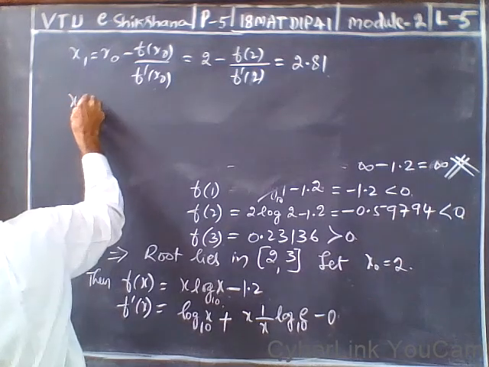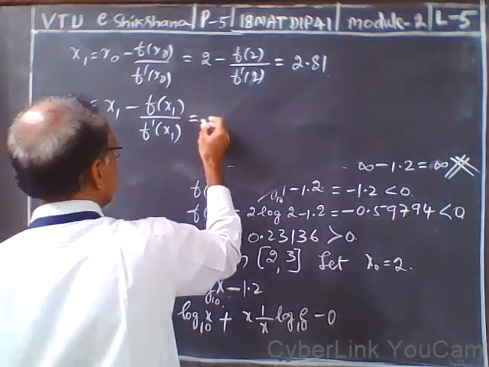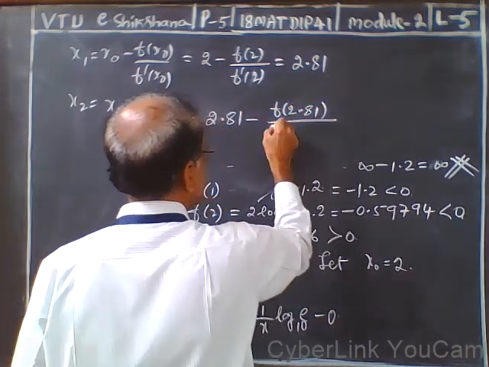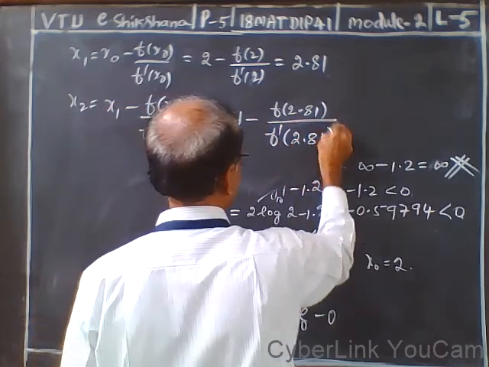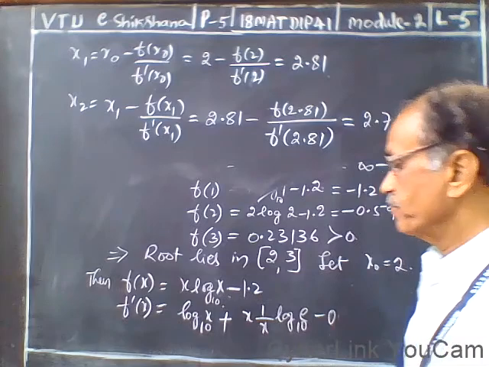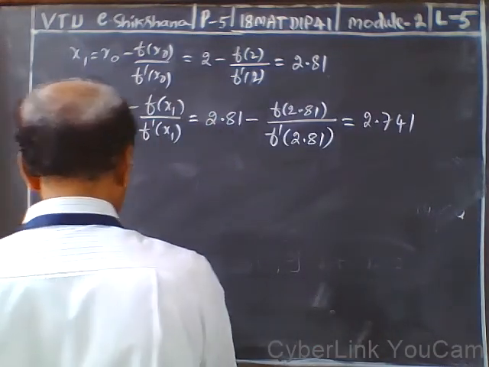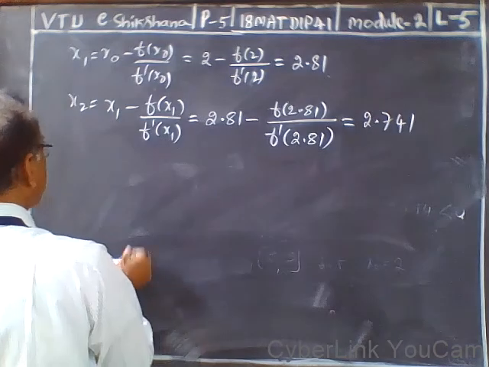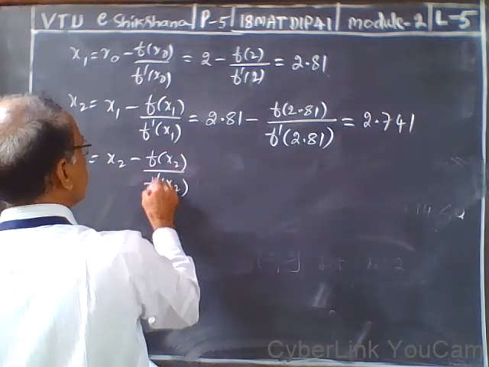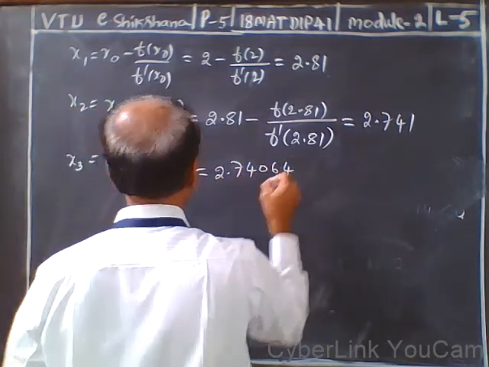Then x2 is equal to x1 minus f of x1 divided by f dash of x1. This is 2.81 minus f of 2.81 divided by f dash of 2.81. This gives the second approximation, that is x2, as 2.741. Up to however many approximations are asked in the problem, that many you have to write. Okay, up to 5 approximations you can go on writing. Then x3 is equal to x2 minus f of x2 by f dash of x2, and the x3 approximation gives 2.74064.